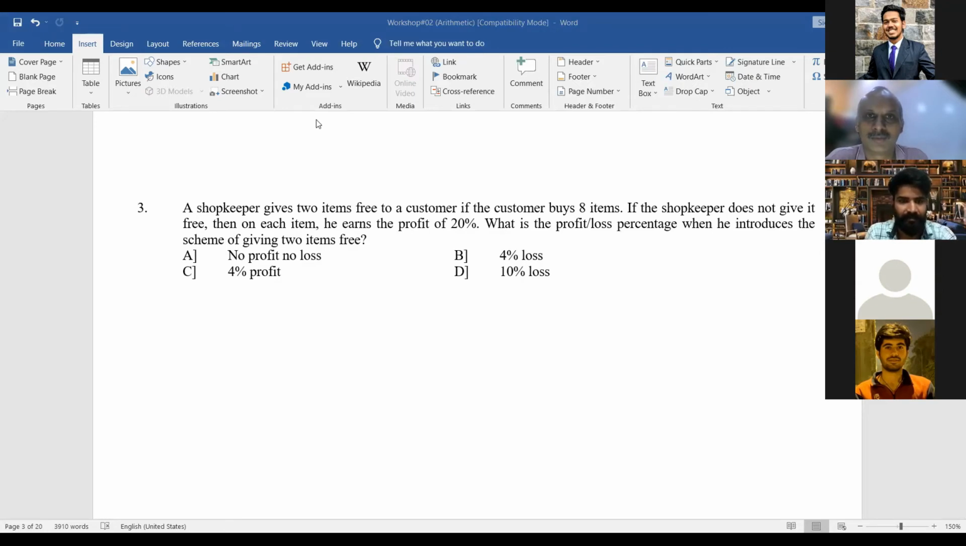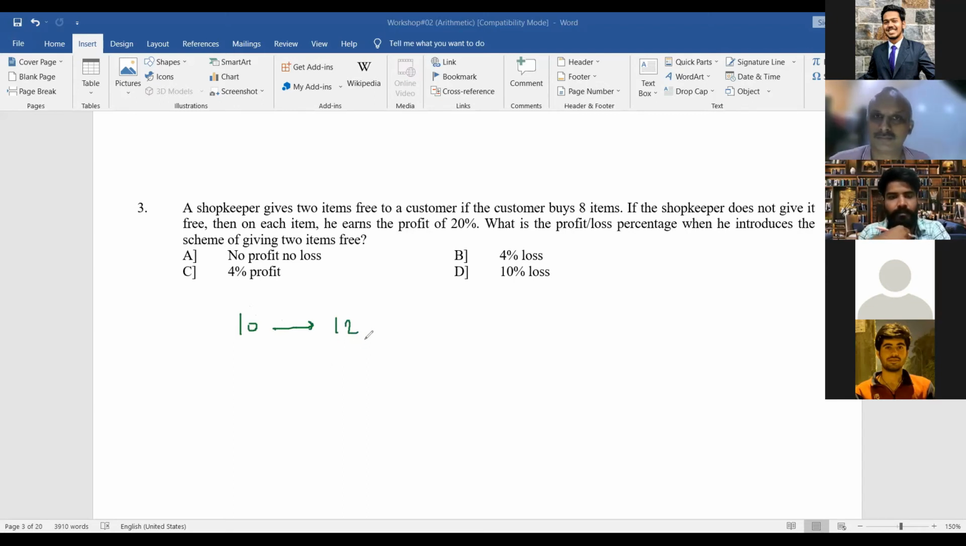So we can just take the cost price of one item as 10, and then since he's having a profit of 20% on each item, the selling price would be 12. Okay, you're saying the cost price of each article is 10 rupees, right? Yeah, and the selling price to be 12. All right.